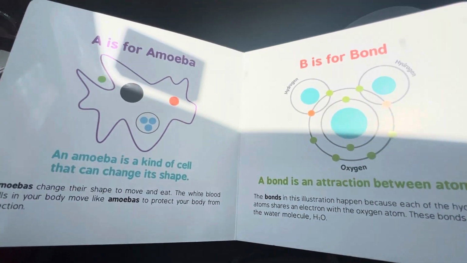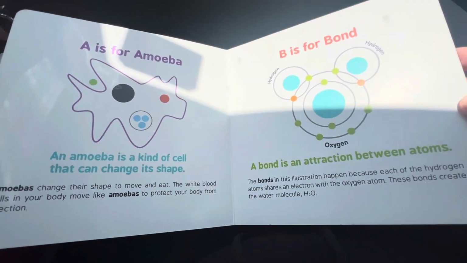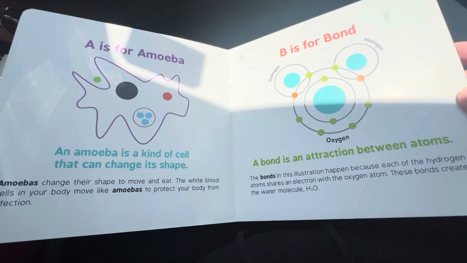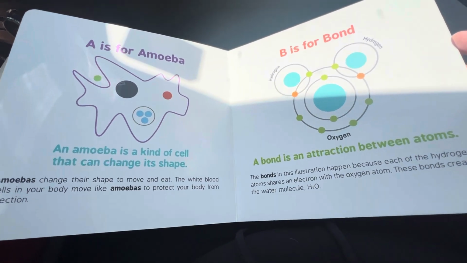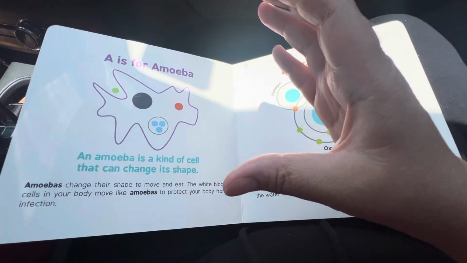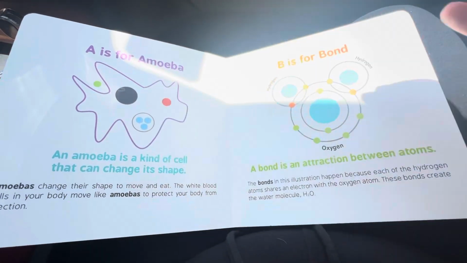A is for amoeba. An amoeba is a kind of cell that can change its shape. Amoebas change their shape to move and eat. The white blood cells in your body move like amoebas to protect your body from infection. They come and grab it.